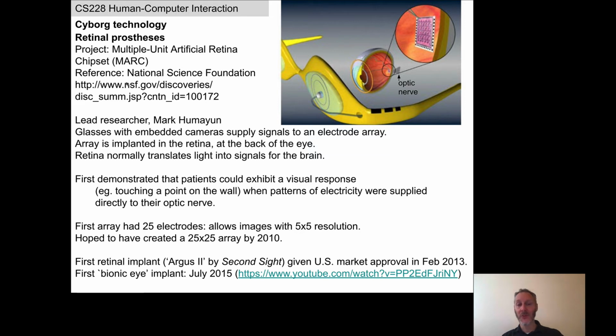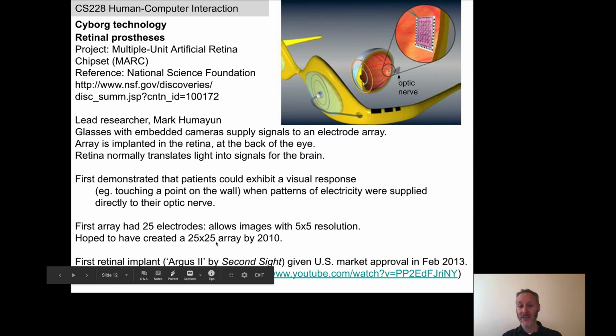Back in 2003 was the first demonstration of this technology. It was funded by the U.S. National Science Foundation. You can go and read about the initial attempt back in 2003. At that time, they could only surgically implant 25 electrodes, so a 5 by 5 pixel array, not very high resolution. They succeeded in implanting a 25 by 25 array by 2010, so this is actually 10 years ago already, almost 20 years ago. They're up to a pretty high resolution at this point.